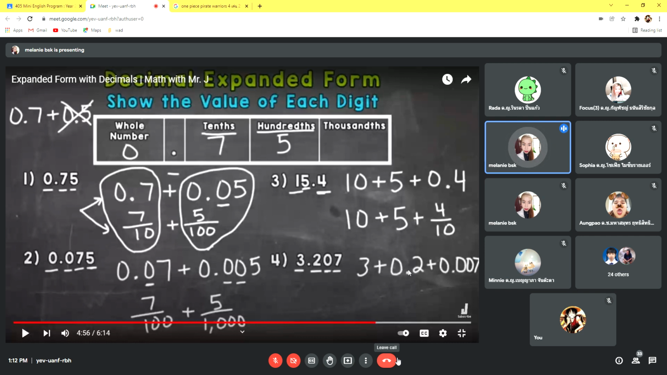Okay, children, have you seen number 4? The 0 is not written. Automatically, the hundredths place, you're going to put 0 in there. Do you understand, children? If you have a decimal 0 next to the number, do you understand, children, in here? Hello?